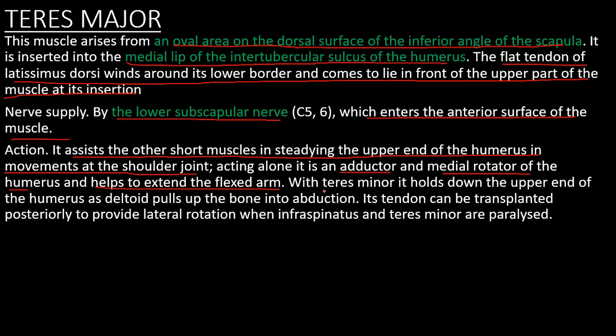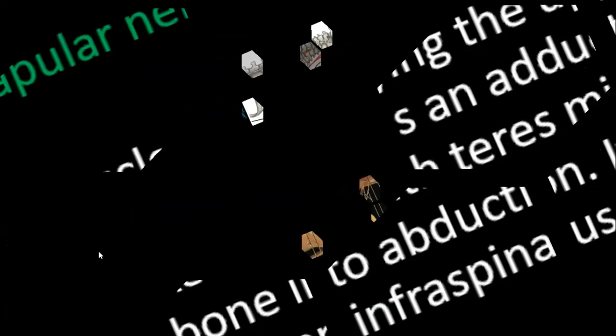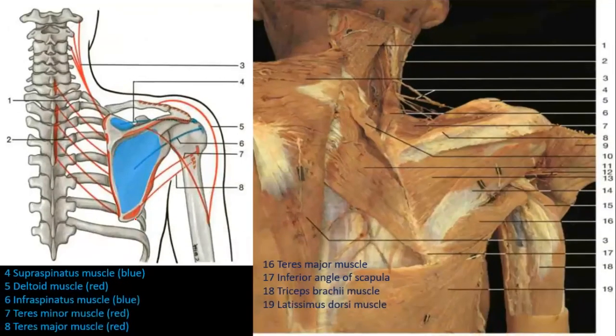Now, together with the teres minor, they usually hold down the upper end of humerus as the deltoid pulls up the bone into abduction. Also, the teres major tendon can be transplanted posteriorly to provide lateral rotation when infraspinatus and teres minor muscles are paralyzed. Let's look at the teres major muscle.